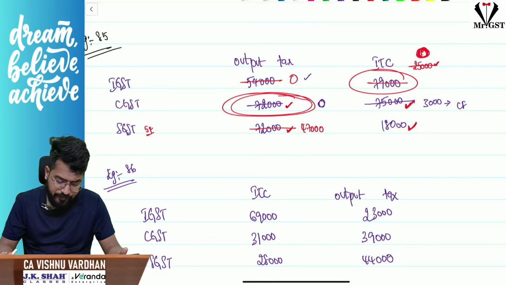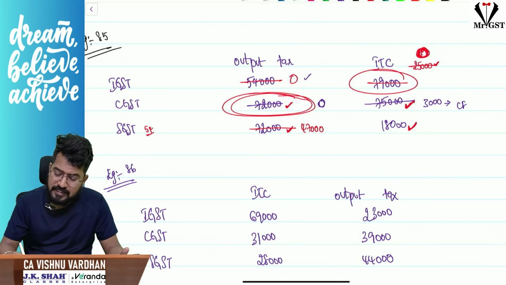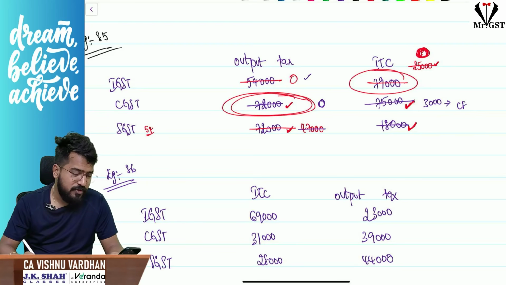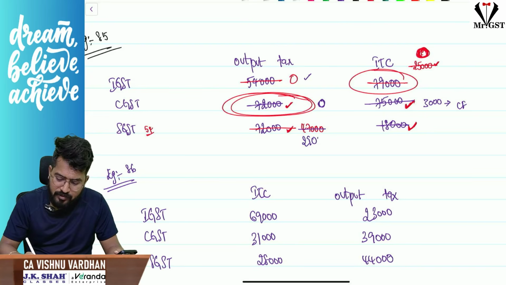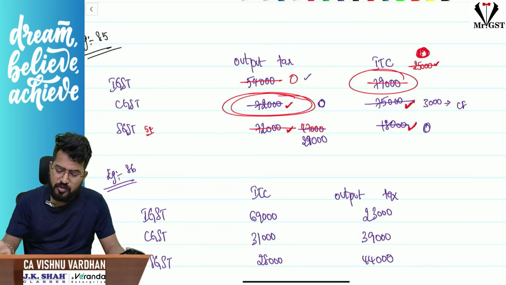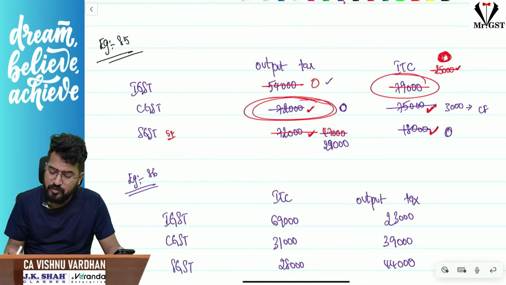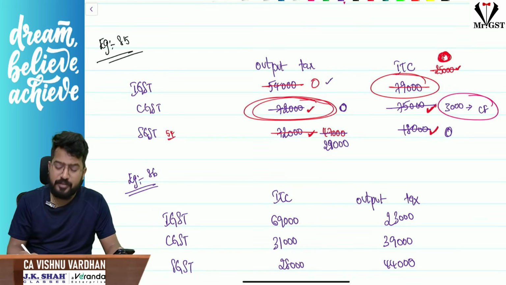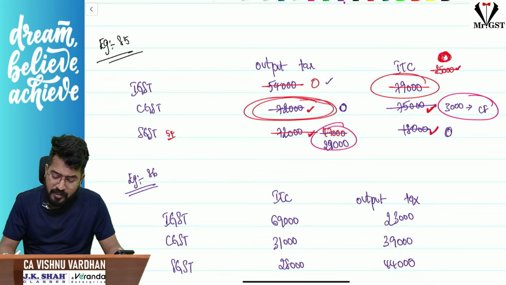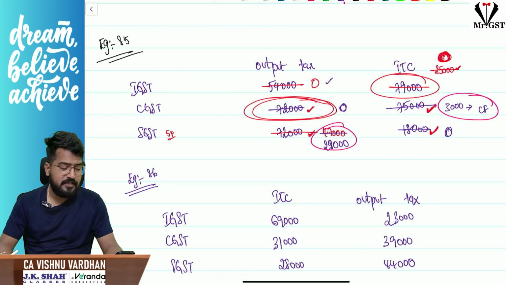Fine. Now coming to SGST. SGST ITC 18,000 is there, but liability 47,000. So if you reduce that, still 29,000 payable will be there. This became 0. So this will be the final answer. CGST carry forward 3,000, SGST payable 29,000. This will be the case.